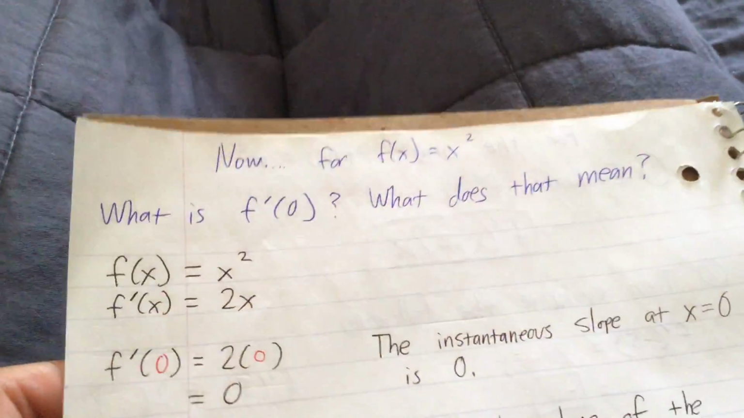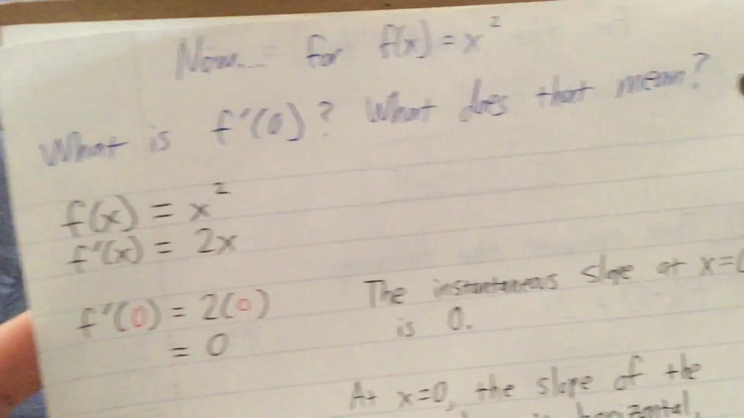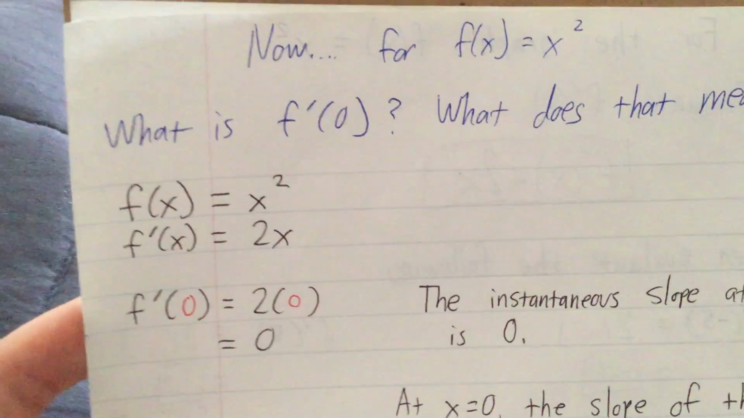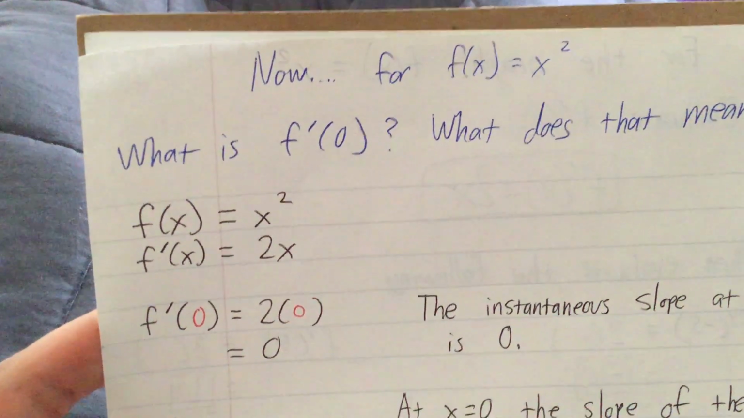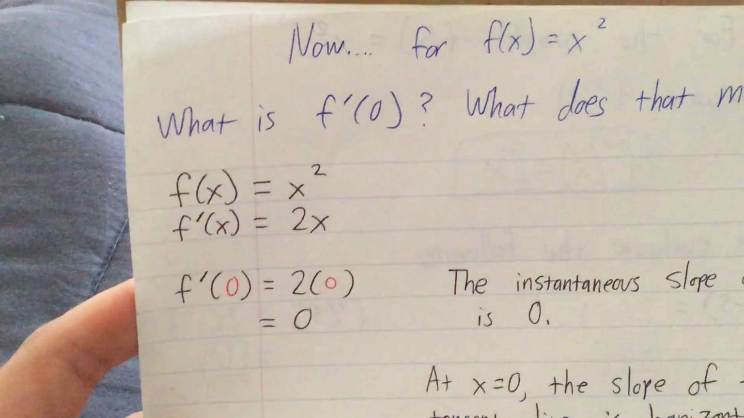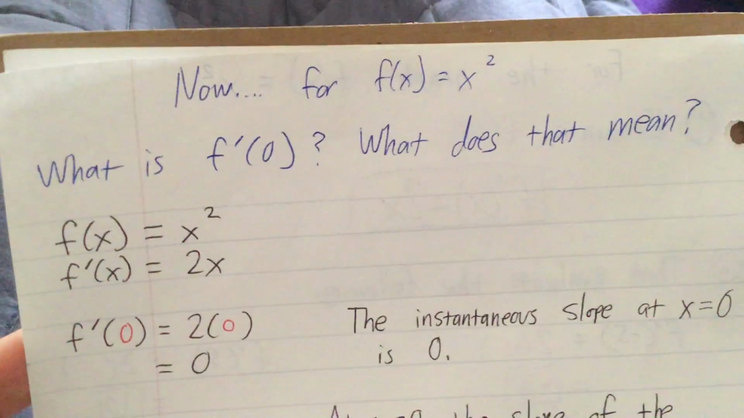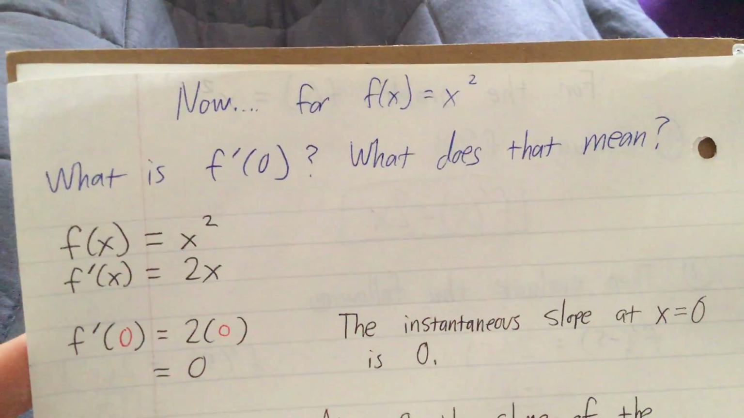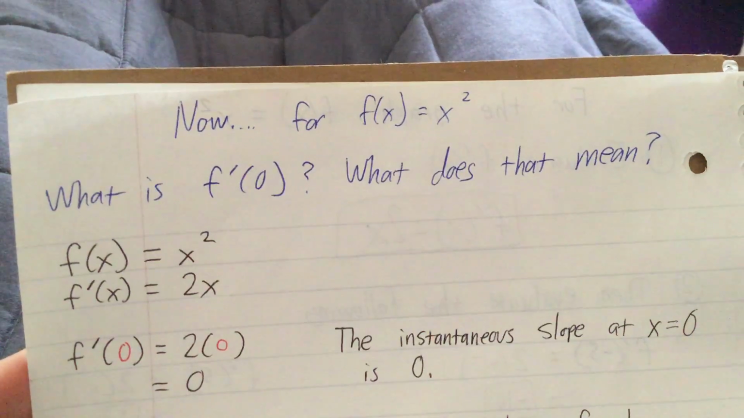So what's going on at f prime of 0? Well, remember f of x is x squared. The derivative of f of x is 2x in this case. So f prime of 0 is 0. So what that means is the slope at x equals 0 is 0.